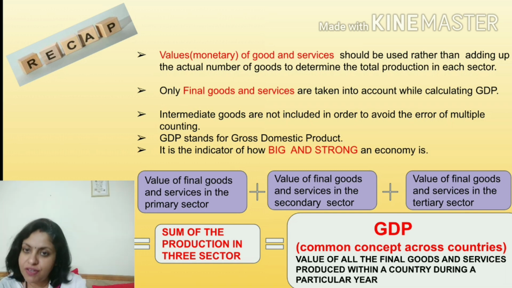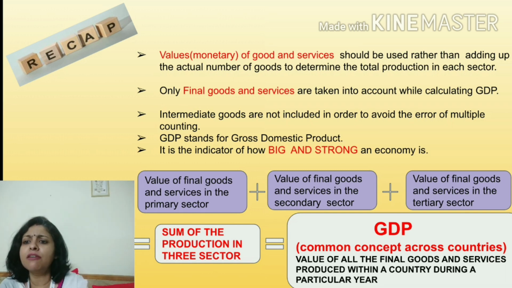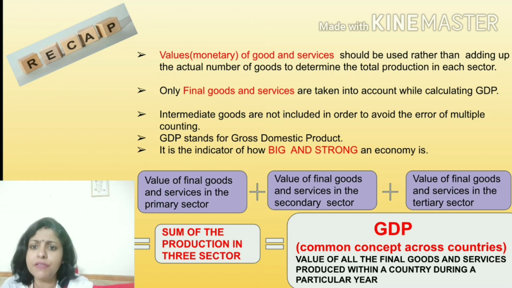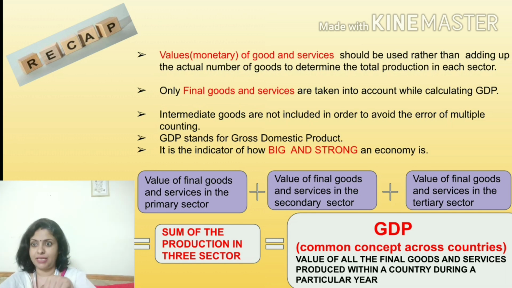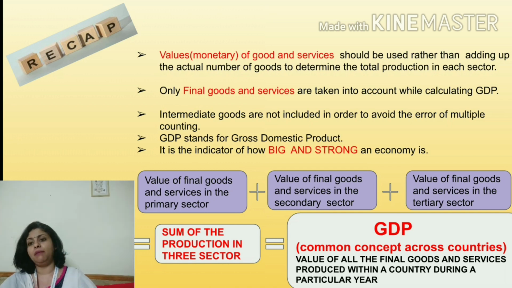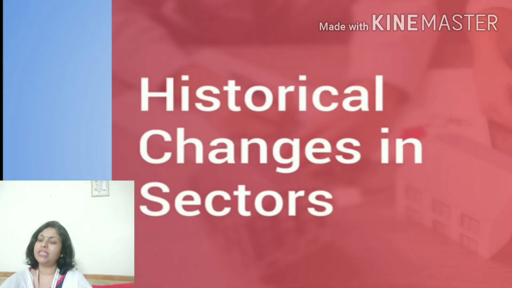Now the best definition of gross domestic product is that it is the value of the final goods and services produced within a country, that is domestic, during a particular year. So GDP is always calculated on a yearly basis. You cannot calculate it for 10 years saying that GDP is 5%. No, GDP is always calculated on a yearly basis. So that is what we discussed in this particular topic.